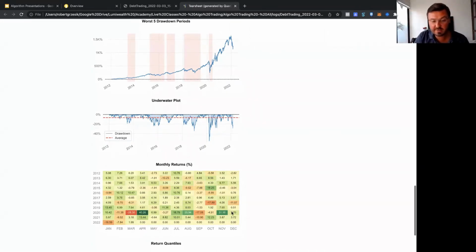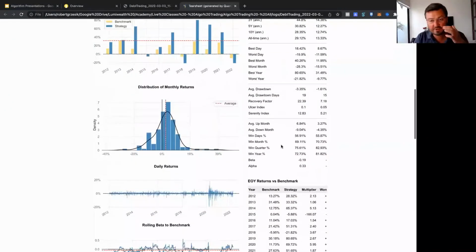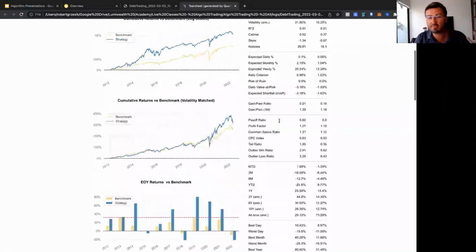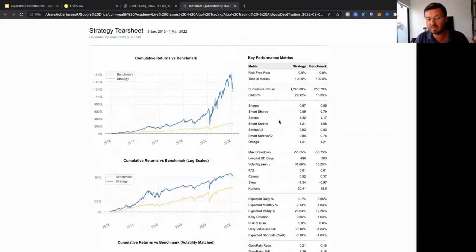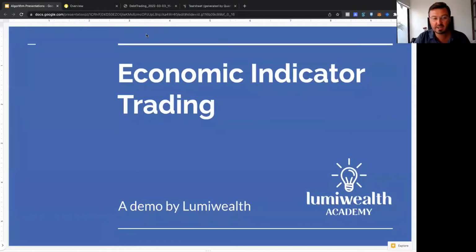So you can see this breakdown, right? And again, we'll show you how to do this stuff. You can go through all the tear sheets. You can modify these strategies to do whatever you want, right? And that's pretty much it. That's pretty much our economic trading indicator.